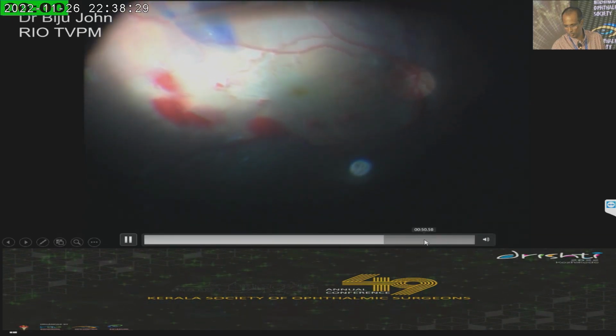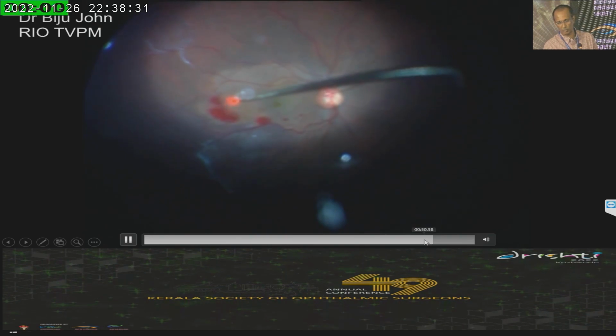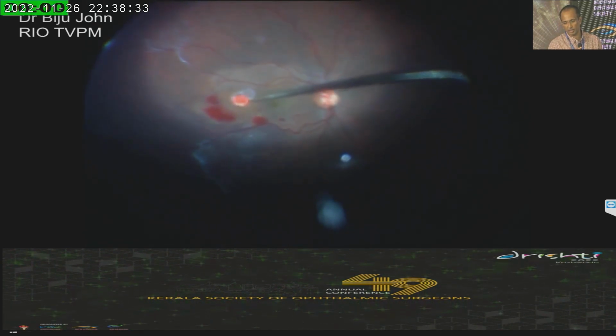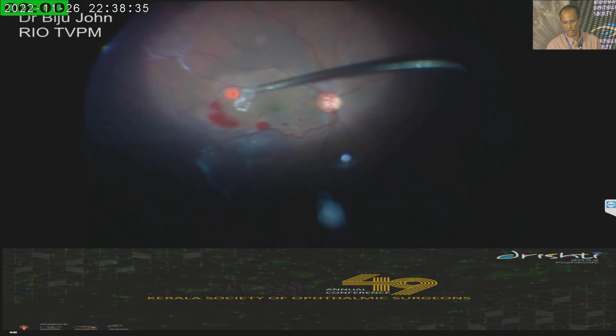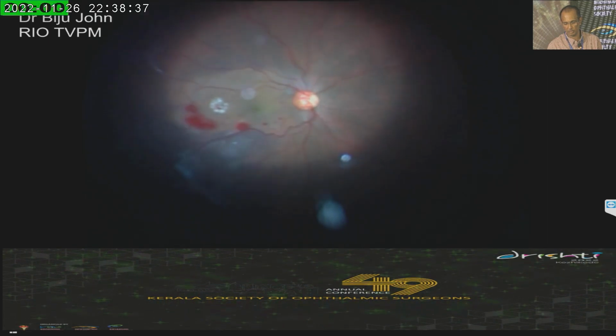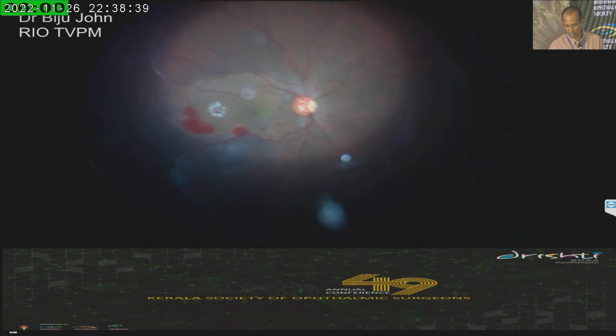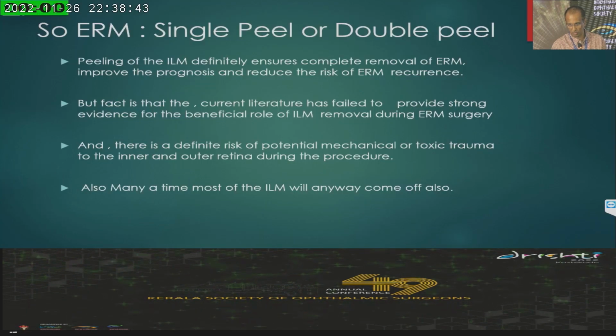And here also you can see some, I mean, this is all mild trauma, which was mentioned. Sometimes this happens when you are trying to grasp the ILM. So I had to laser that area, even though it was a full thickness wall. Maybe it was not necessary, but that was done.